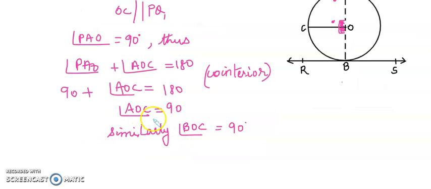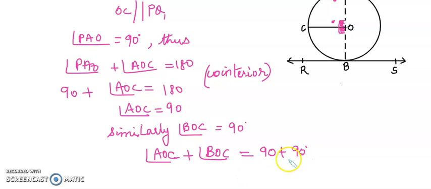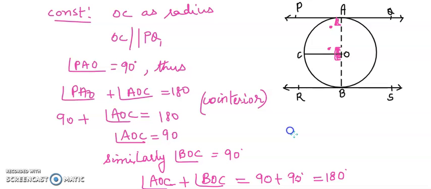Sorry, there was a mistake. AOC is 90. Similarly, we proved that BOC is 90. So if I add up AOC plus BOC, will I get 180? Yes. Now, this can only be possible if AB is a chord. So I'm getting the two angles at point O to be 180, right? AOC and BOC are 180.